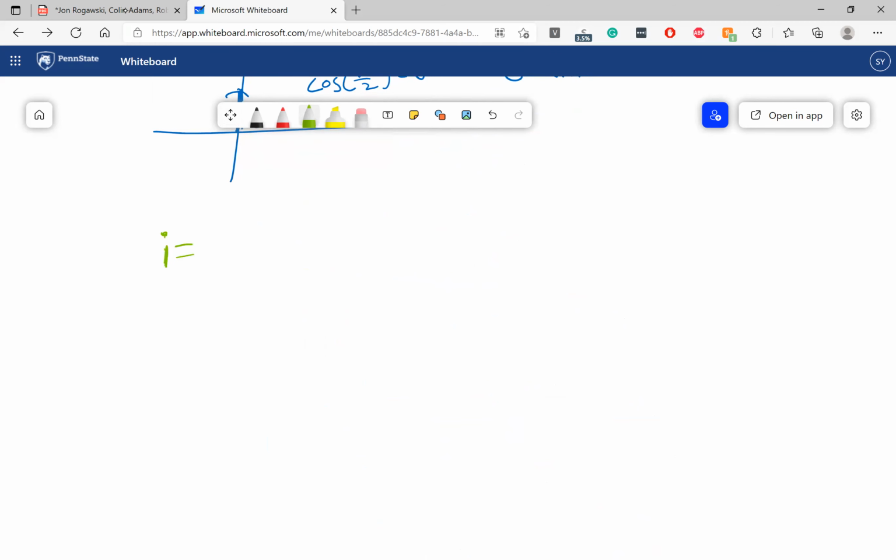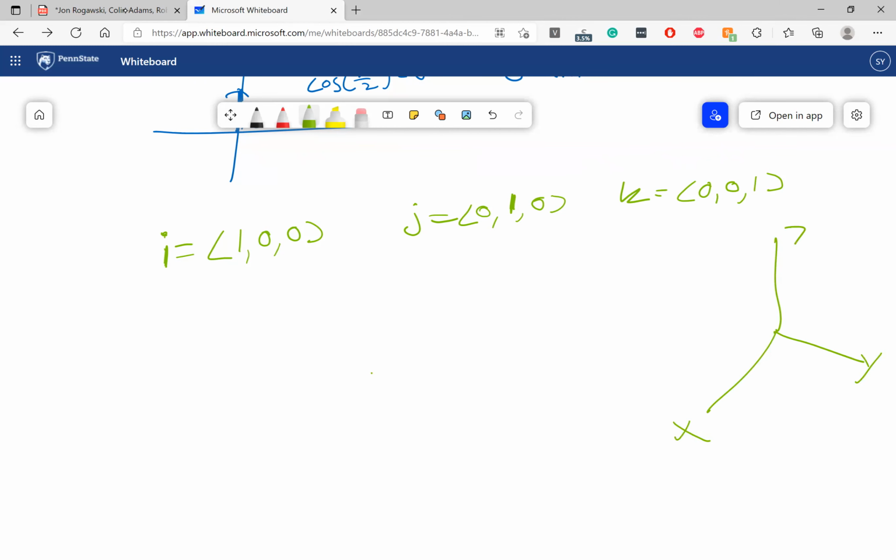So I, we know, is the vector 1, 0, 0. J is the vector 0, 1, 0. And K is the vector 0, 0, 1. Right? And if you make your axes X, Y, Z, this is your I. This over here is your J. And this over here is your K.